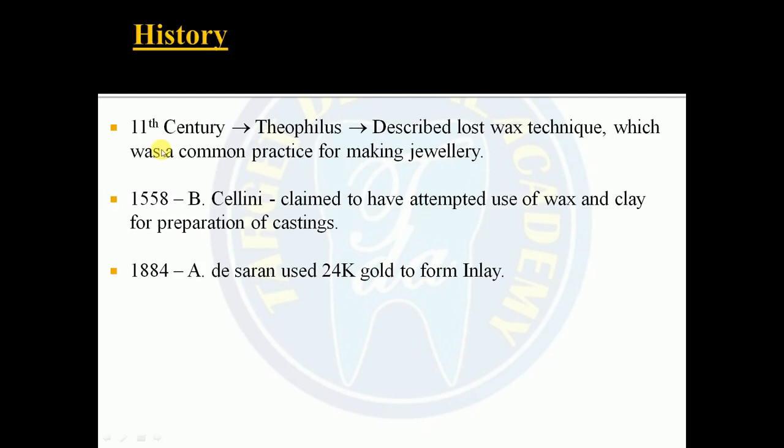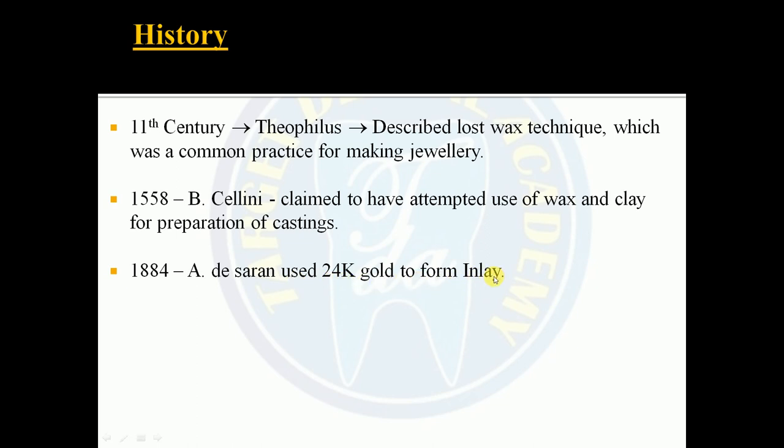Starting with the history part, in the 11th century, Theophilus described the lost wax technique, which was common practice for making jewelry. In 1558, B. Cellini claims to have attempted use of wax and clay for the preparation of various castings. In 1884, A. D. Seran used 24 karat gold to form the inlay.